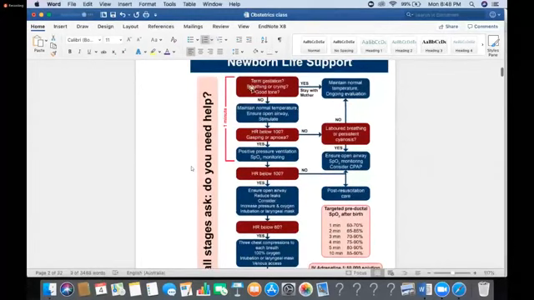And this is a simpler way. This is a simpler process when the baby is in term gestation and the baby is breathing. So what you will have to do? Maintain normal temperature and ongoing evaluation.